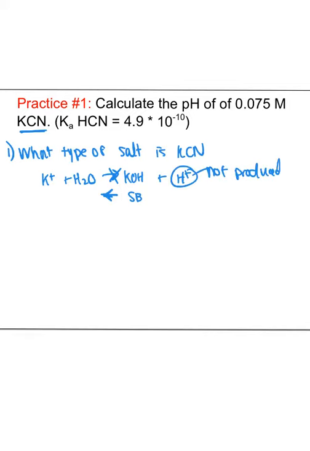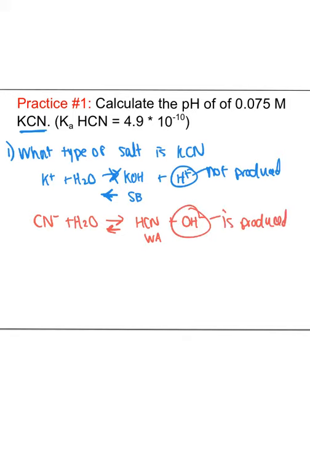And my next reaction would be CN minus plus water makes HCN plus OH minus. This guy is a weak acid, which means we are in equilibrium, which means this is produced. So first thing I noticed is KCN is a basic salt. Why is it basic? Because we are producing OH minus when the CN minus is in equilibrium with water. So next we need to find the concentration of CN minus.